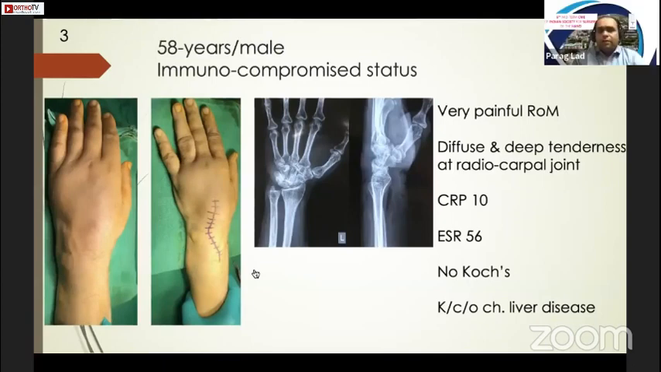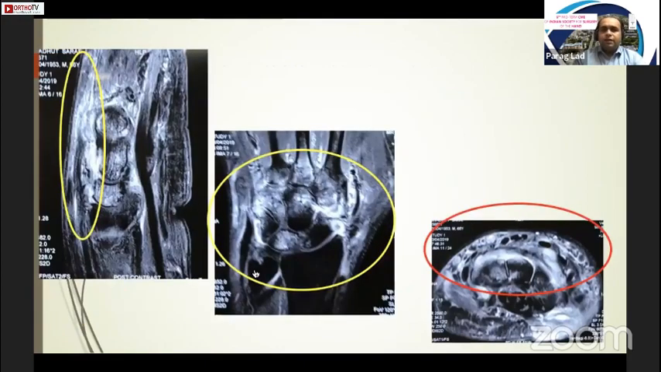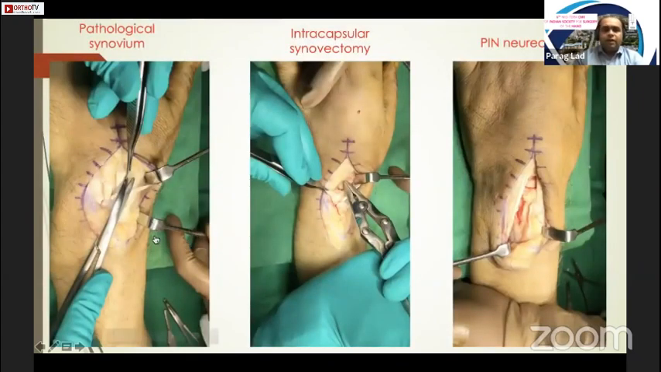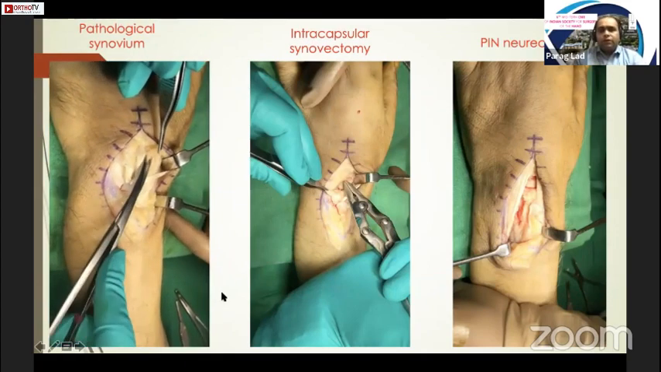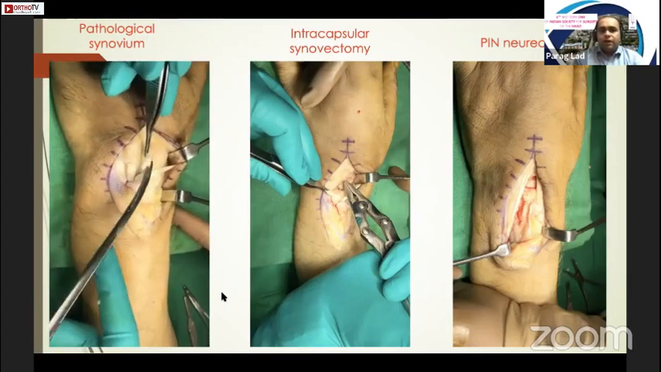Let us take one more example of a 58-year-old who had liver cirrhosis due to primary portal hypertension, no history of trauma, and he had significant tenderness along the dorsal aspect of the wrist. These were the blood parameters. When we consider his MRI, there was an intracapsular hyperintense lesion in the wrist joint. There were some white shadows on the dorsum of the wrist, and then we decided on exploration of the wrist from the dorsal side. I would like to show you how a pathological tenosynovium sounds when we cut.